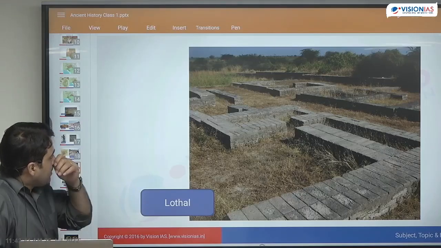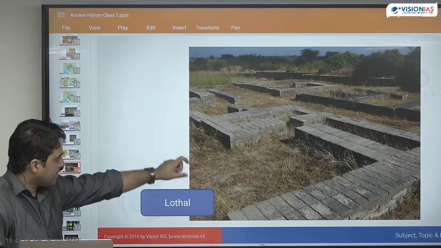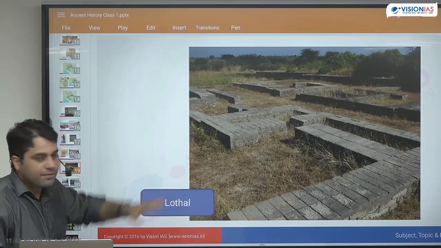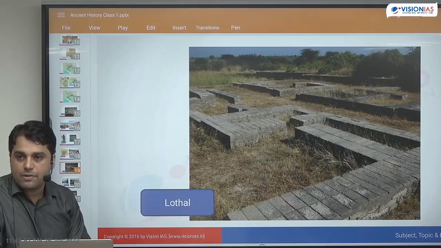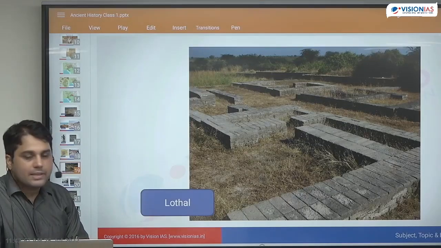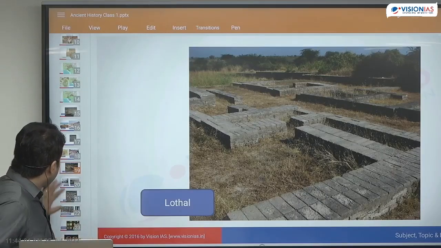So Lothal, for example, look at the settlement even today, look at the uniformity of settlement, look at the type of bricks which has been used, and the fact that these bricks have survived thousands of years, more than 4,500 years, they are still standing here. So it actually tells you about the technology which was used by people of Harappan civilization.